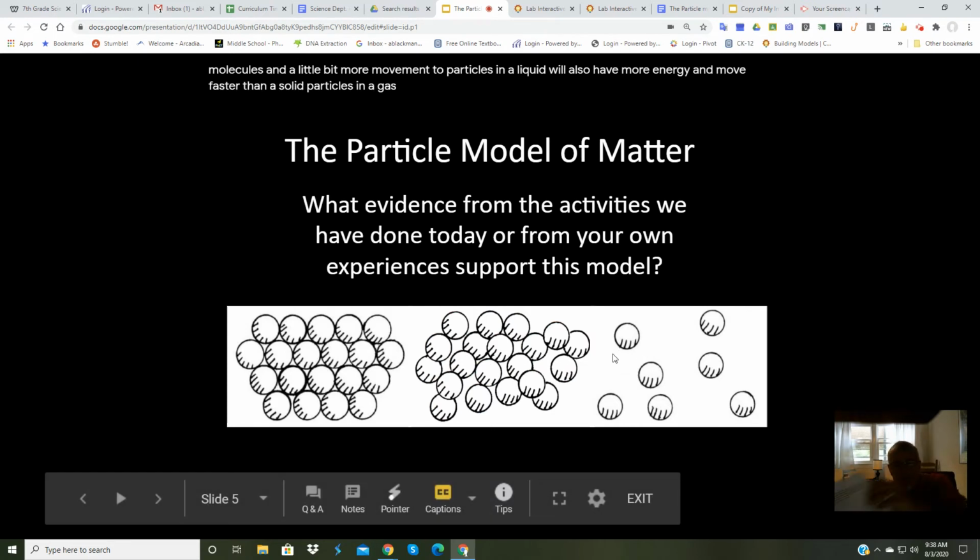Particles in a gas are going to be farther spaced apart and have a lot more energy.